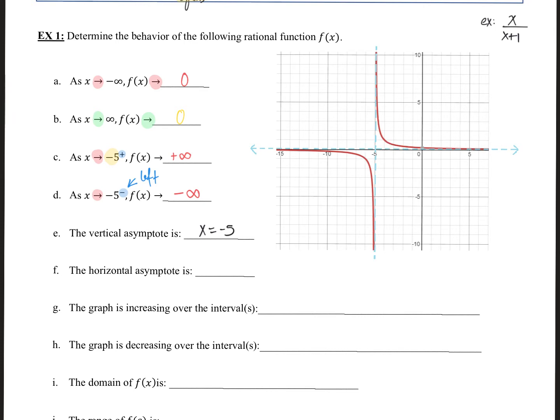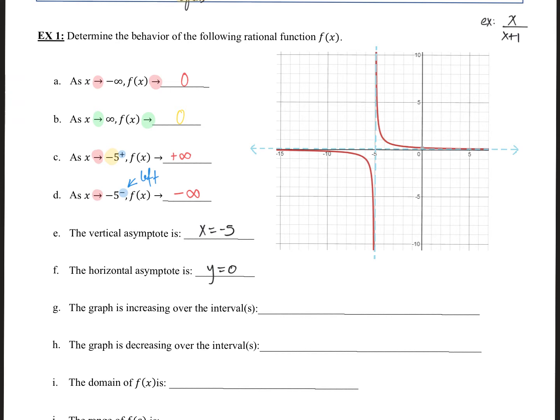Now for the horizontal asymptote, it's going to be that horizontal blue dotted line going across. And where is that going across? That is going across right here. And what line would that be if I was to write that out? Well, that is y equals 0. All right, so we found the equation for both of the asymptotes. Now let's take a look at increasing and decreasing.